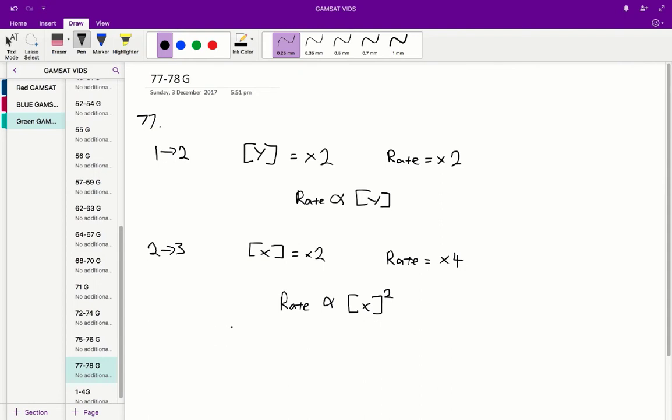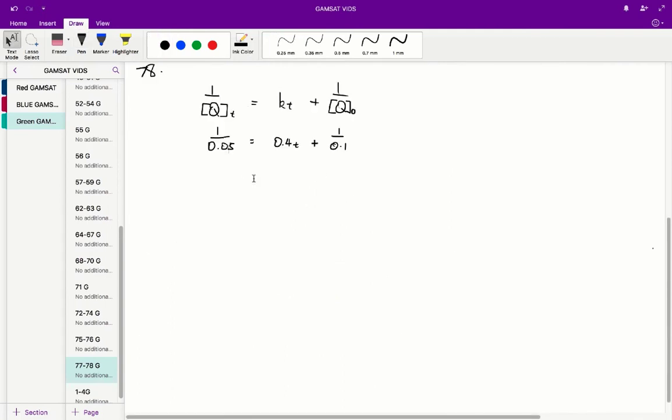So therefore, we can say that the rate law for the reaction is going to be equal to some constant value times X squared from here and Y from here. So overall, the correct answer for 77 is D, that the rate is equal to k, concentration of X squared times concentration of Y.